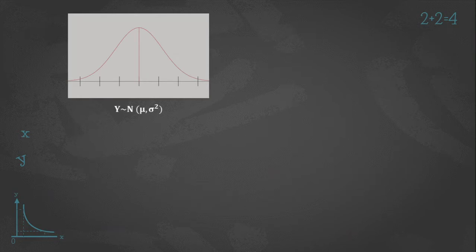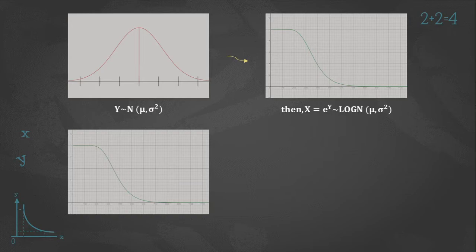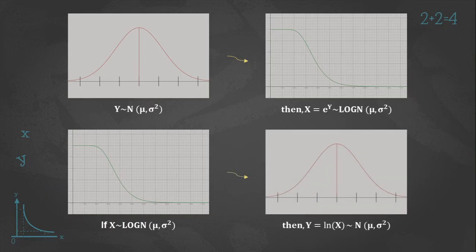So, if we have a variable y normally distributed with parameters mu and sigma squared, and if we operate the variable x, then we can say that x equals e raised to y is log-normally distributed with parameters mu and sigma squared. We can move in the opposite direction. If x is log-normally distributed with parameters mu and sigma squared, then we can say that y equals ln of x is normally distributed with parameters mu and sigma squared.